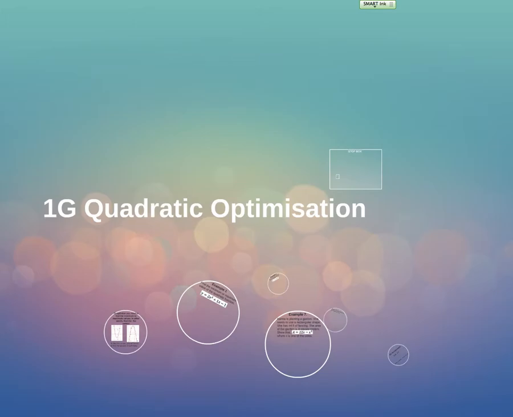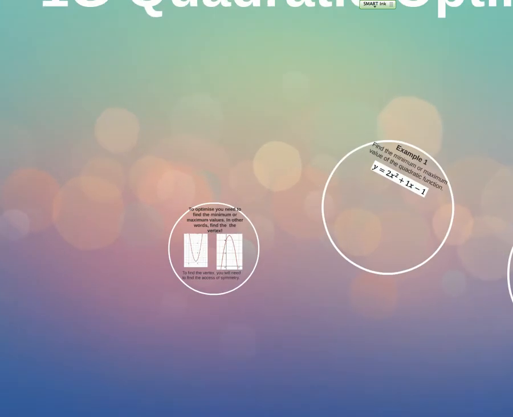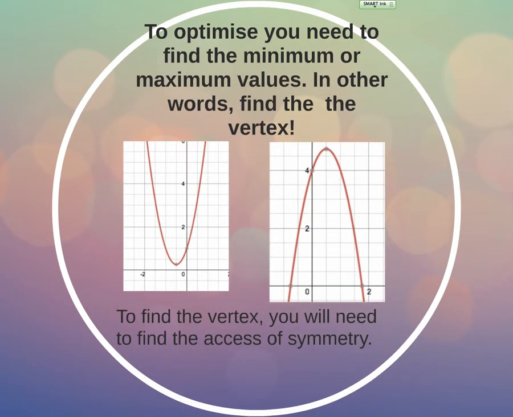Okay, so when we talk about optimization, we're trying to maximize profit or maximize area or get the most. We want the most, we want the best, we want as much as we can get. So we can use quadratics for that optimization. So in order to optimize, you need to find the minimum value or the maximum value. In other words, find the vertex.